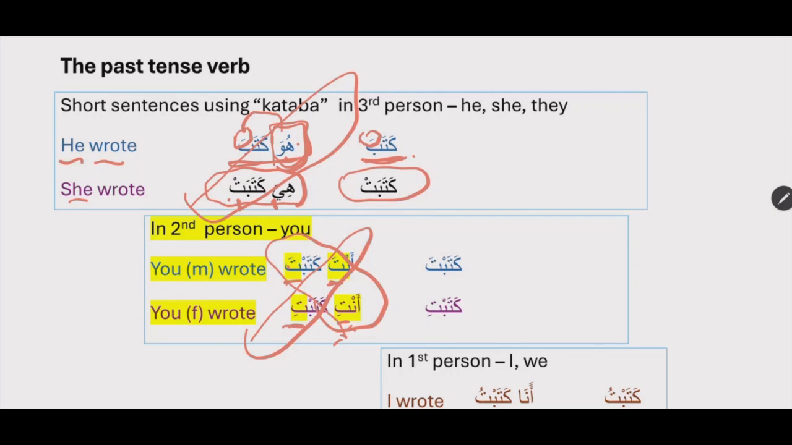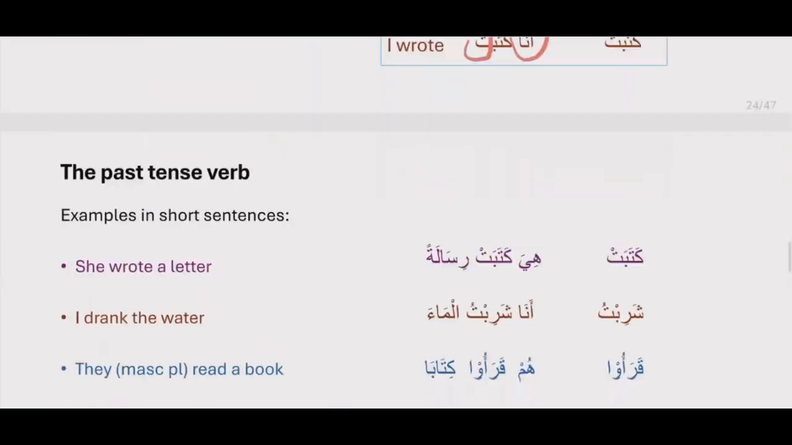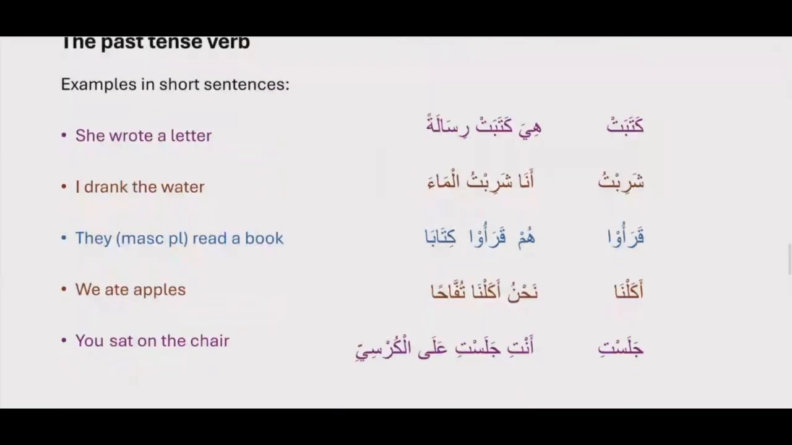The ana is basically for both genders. So ana is just katabtu. And there's no masculine, feminine. It's both. For both, you just use the same form. All right, so this is the past tense verb in a nutshell. Then we look at short sentences with it.